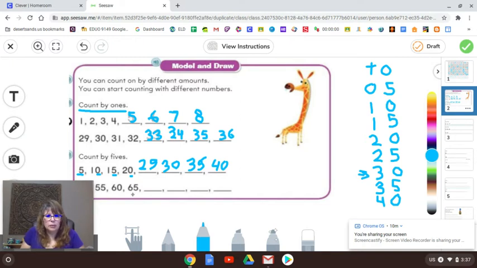So now look what we have: 60, 65. Put 65, 66, 67, 68, 69, 70. Now you can count with your fingers if you like. If that makes it easier for you, that's fine. But eventually you're going to see the pattern and it's going to be easier to just do it mentally. 70, 71, 72, 73, 74, 75.